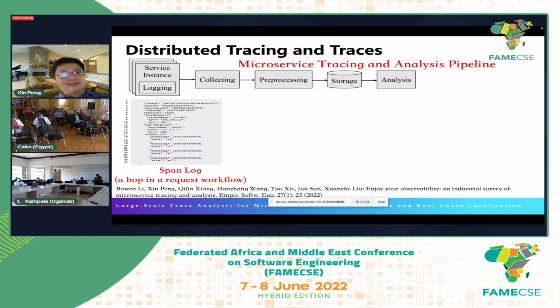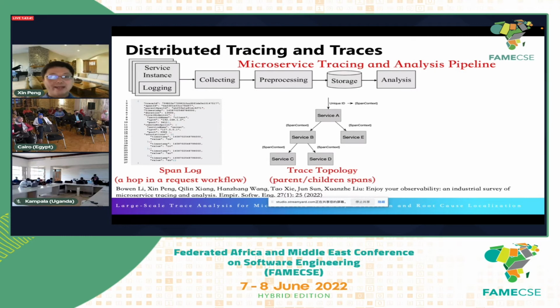Usually we know that traces are initially recorded in different service instances in the form of span logs, because a trace consists of a series of spans. Each span is a hop in the request workflow. So each service instance makes some local logs about the spans, and then we can connect the span logs produced in different service instances and assemble them together to produce a complete trace.